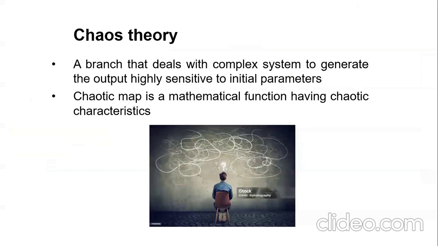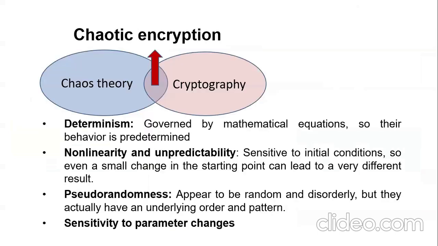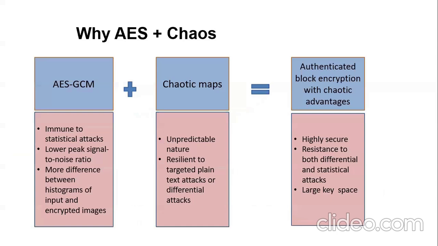Chaos theory is the branch that deals with complex systems to generate the output which is highly sensitive to initial parameters. Chaotic map is a mathematical function having chaotic characteristics. The combination of chaos theory and cryptography will produce the chaotic encryption. It has very important characteristics like determinism, non-linearity and unpredictability, pseudo-randomness, and sensitivity to parameter changes. So it appears to be random, but actually it has order and pattern.